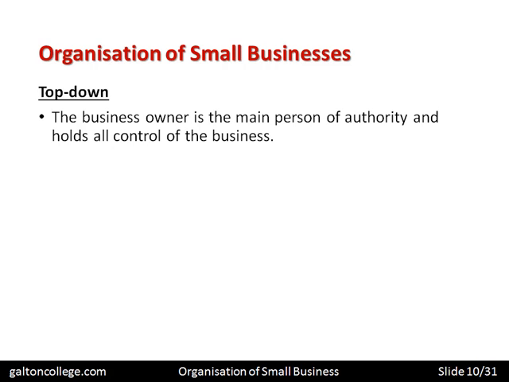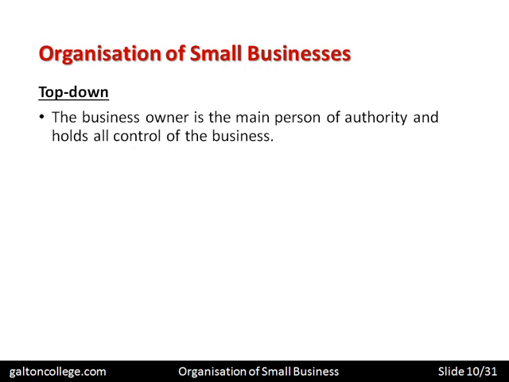The business owner is the main person of authority and holds all control of the business. So in terms of organizational structure, the owner of the business is at the apex, at the top of the structure. And as to whether the owner delegates or not, depends on personality, depends on the culture of the business, it depends perhaps to some extent on the nature of the business and the size of the business. But generally speaking, small businesses tend to be top down.